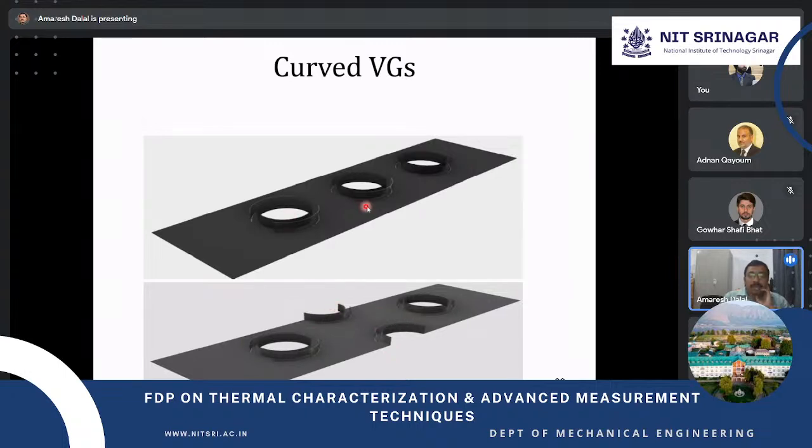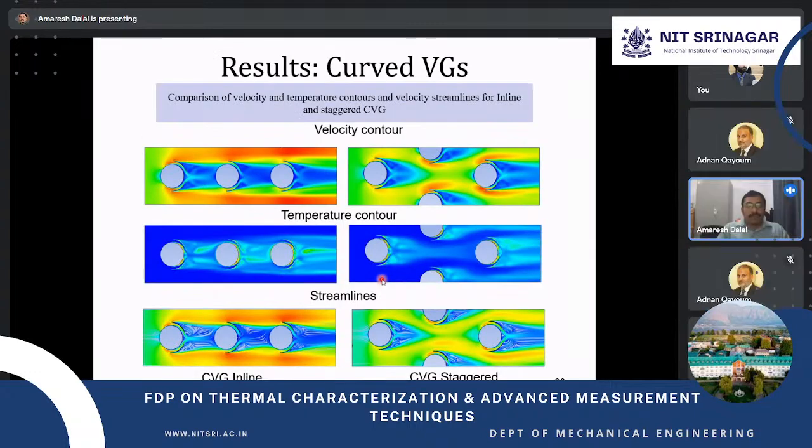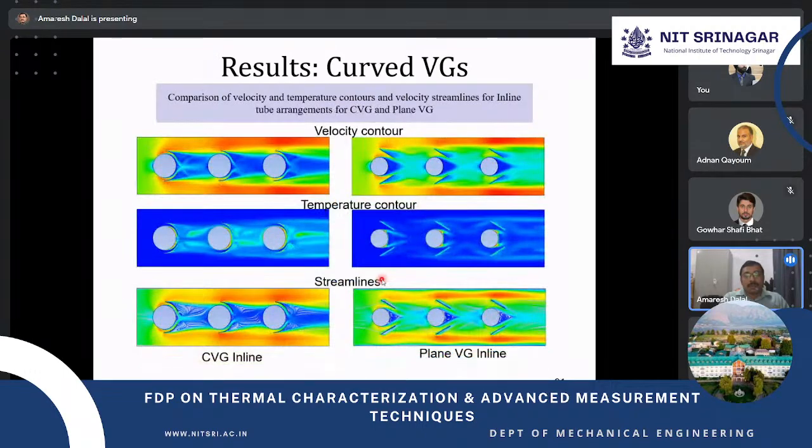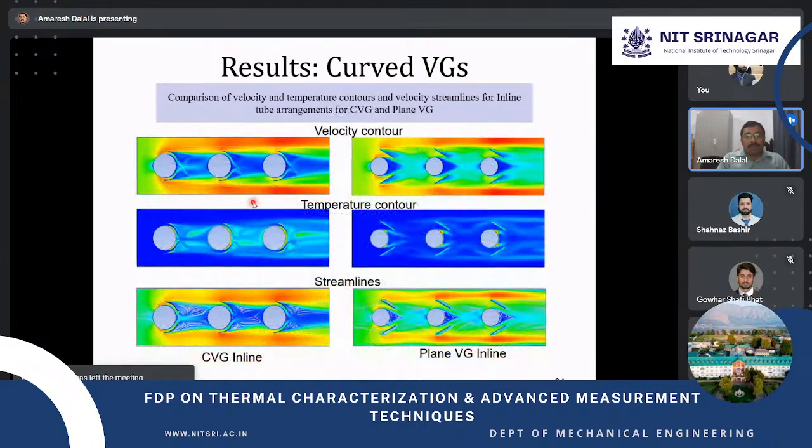Here we have also varied the radius, that is, how far away it is. So this kind of configuration, and this is for the plain vortex generator, and this is the curved vortex generator. Now there is a difference you can see. This is the straight vortex generator, and this is the curved vortex generator.